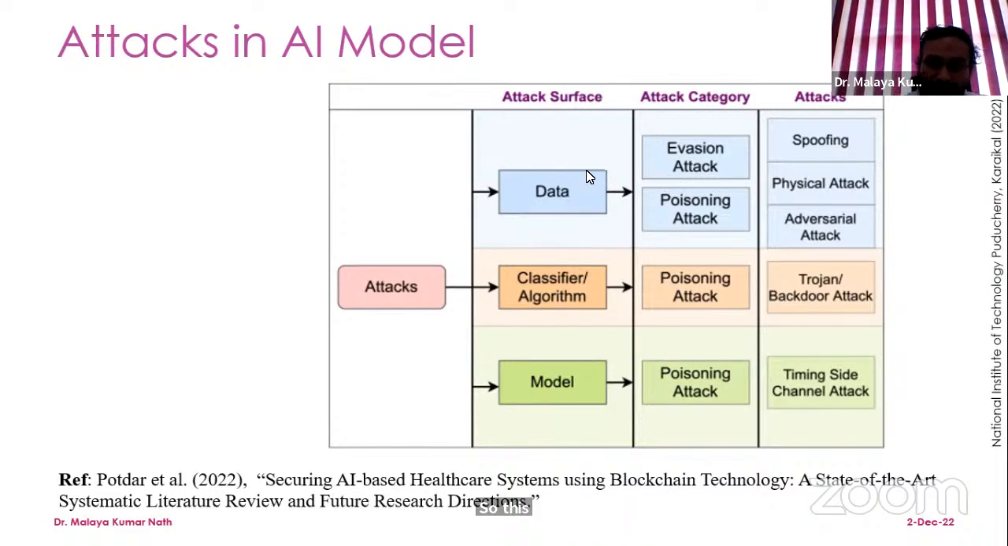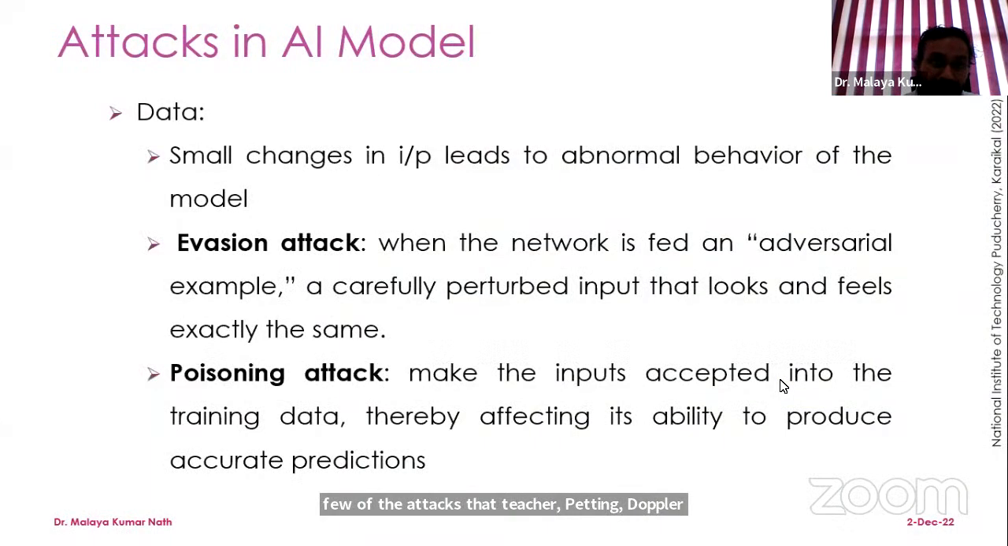At the input stage, if there is some attack, it is an evasion attack or poisoning attack. This is done with the help of spoofing, physical attack, or adversarial attack. Attacks at the classifier or the network itself are nothing but a poison attack, also called the Trojan or backdoor attack. We'll discuss these things. In the case of a model, there may be some adversarial effect occurring, called a poisoning attack, that is a time slide channel attack. So these are a few of the attacks affecting the performance of decision making in healthcare systems.